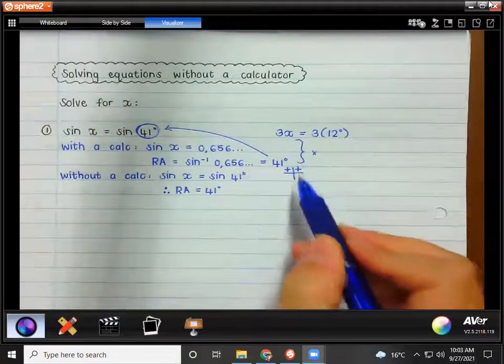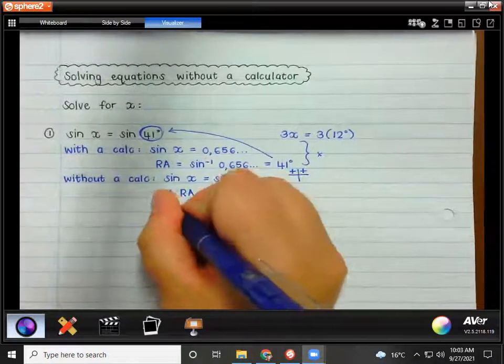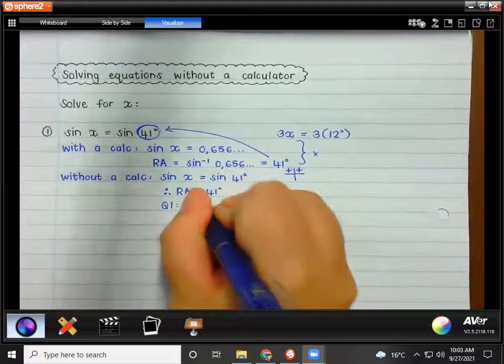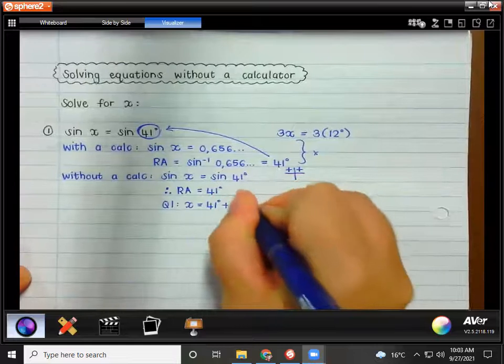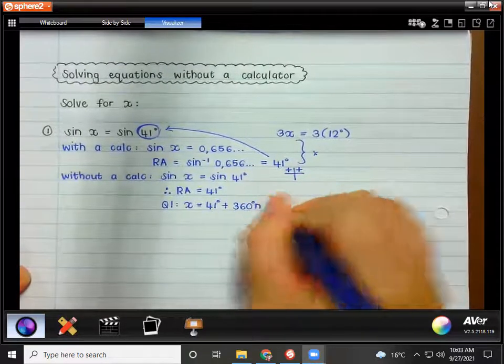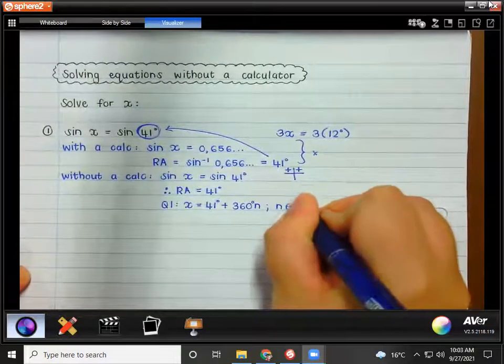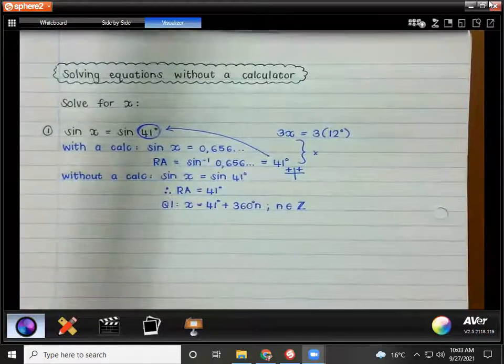What do we do in the first quadrant? x equals 41 degrees plus 360n, n an element of the integers. There we have our quadrant 1 solution.